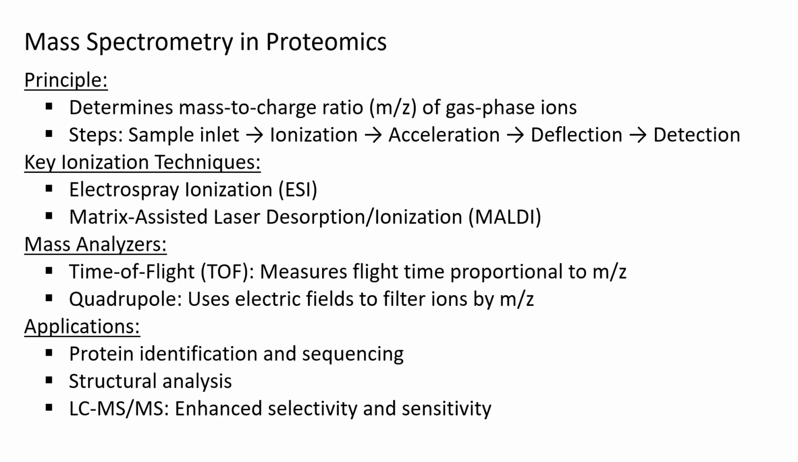The mass analyzers are there. Two types have been mentioned here. One is time of flight, in which the flight time is measured, which is proportional to the m/z ratio, mass to charge ratio. And then there is quadrupole, which uses electric fields to filter ions by mass to charge ratio. Applications are protein identification and sequencing, structural analysis, and when coupled with LC-MS or MS/MS, it can enhance selectivity and sensitivity.